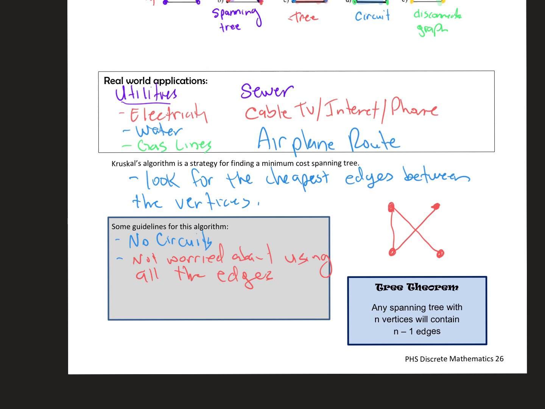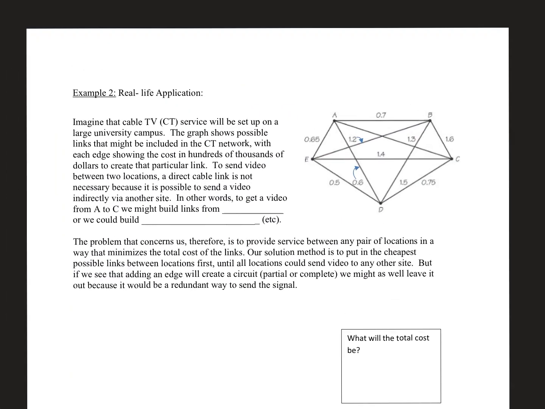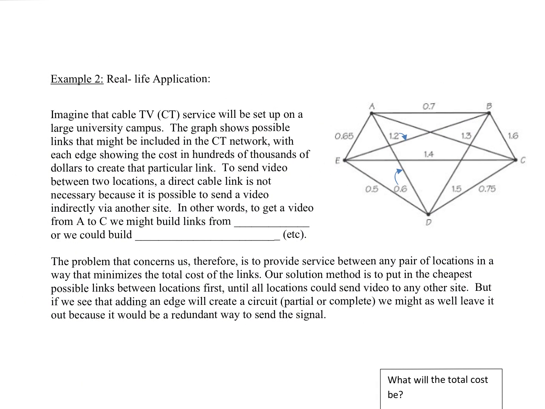I'll give you a little more time. I'm going to do one more real world example and then we're done for today. There's a problem on the top of page 27 I'm going to look at. There's a cable TV company that wants to connect cable at a large university. It'll be set up on campus, and I've got five vertices where they want this cable TV network set up.